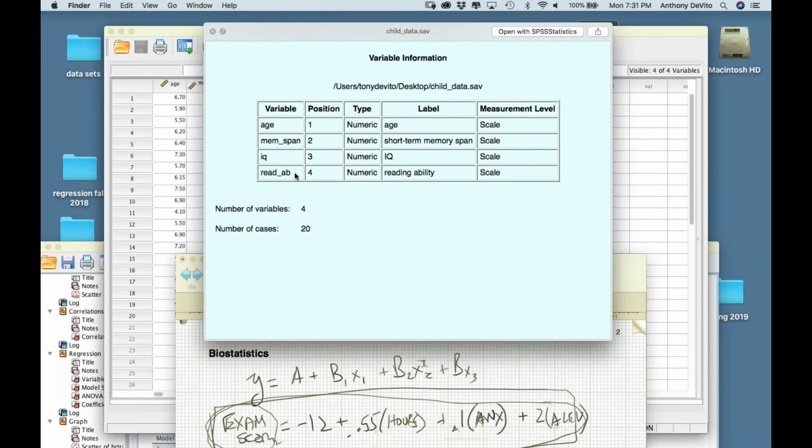So first thing, do a scatterplot matrix to see if there seems to be a positive correlation between reading ability and each of the other predictor variables: age, short-term memory, and IQ. And then look at age, short-term memory, and IQ to see if there's collinearity between any of those. If there's too strong an association between them, that would suggest you only really need one of them.